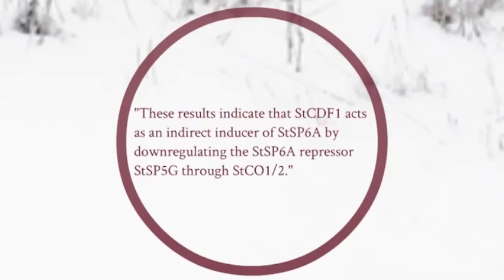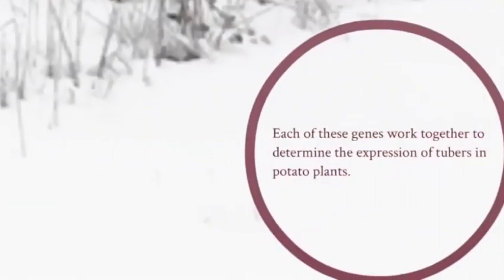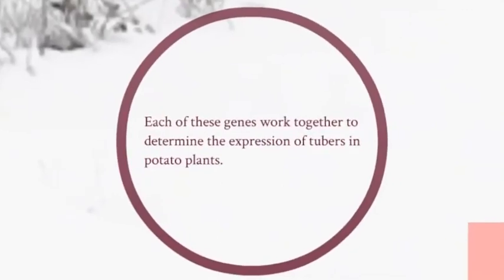To tie this information together, these results indicate that STCDF1 acts as an indirect inducer of STSP6A by downregulating the STSP6A repressor, STSP5G, through STCO1 and STCO2. In conclusion, each of these genes work together to determine the expression of tubers in potato plants.